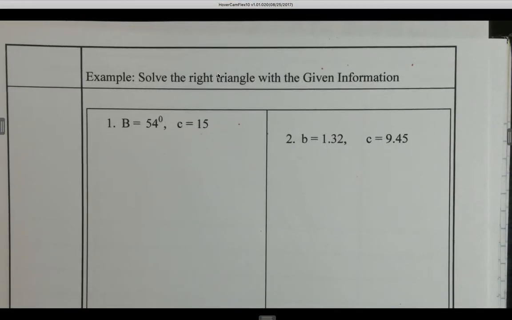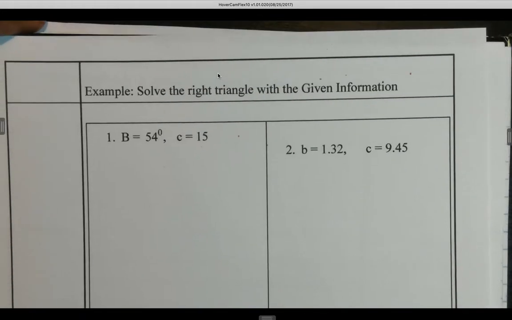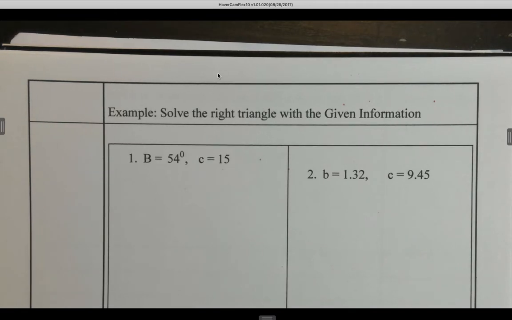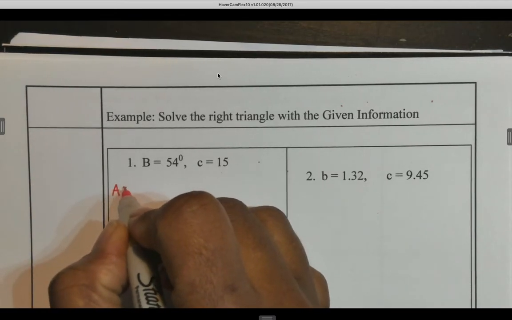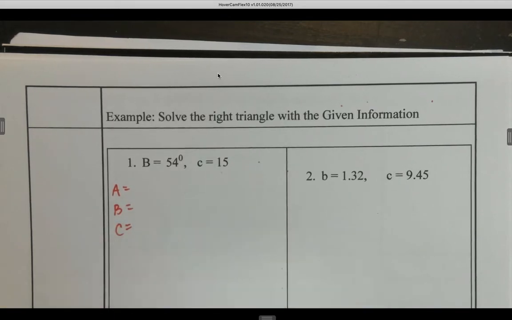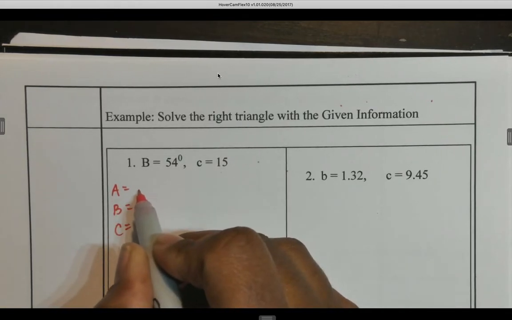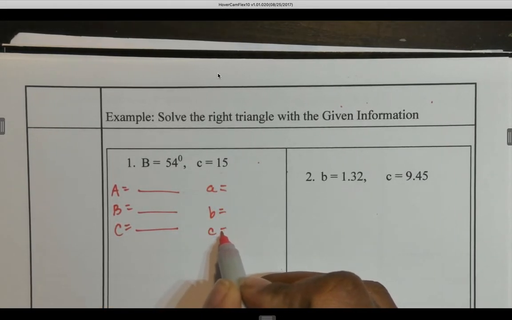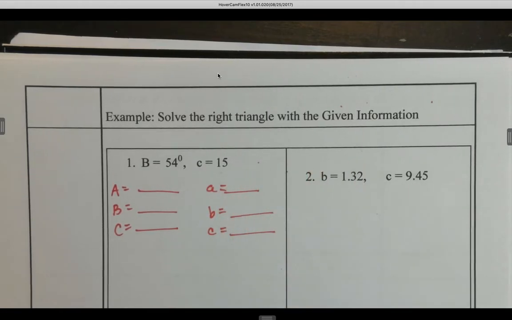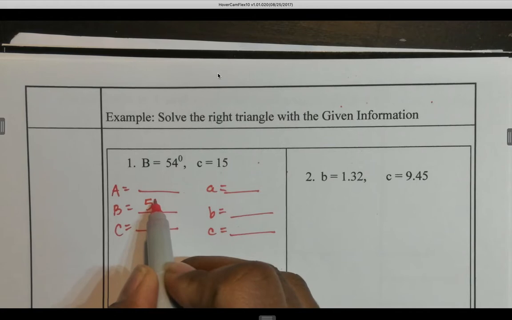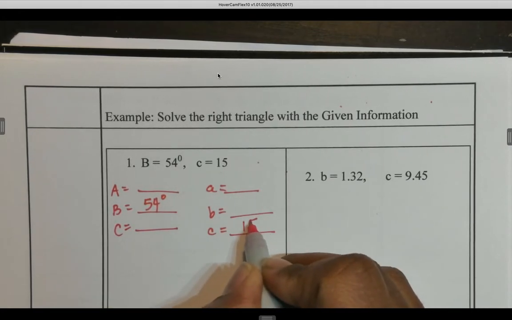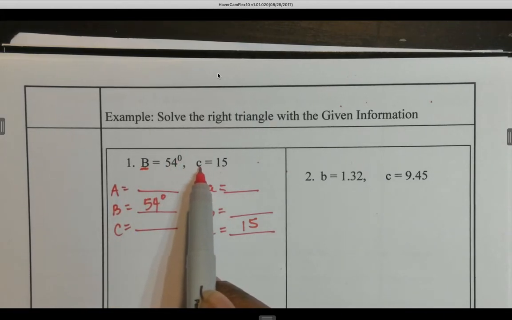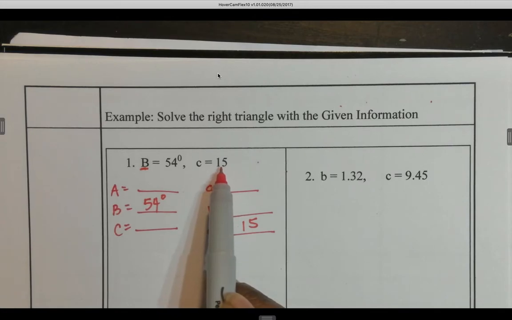All right, so our first example just says solve the right triangle with the given information. That means I'm looking for angle A, angle B, and angle C, as well as side length A, side length B, and side length C. They've given us two pieces of information. We know angle B is 54 degrees, and we know side length C is 15. Remember, the capital letters are for the angles, the lowercase letters are for the side lengths.